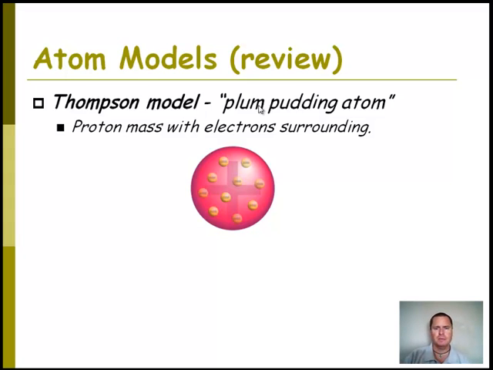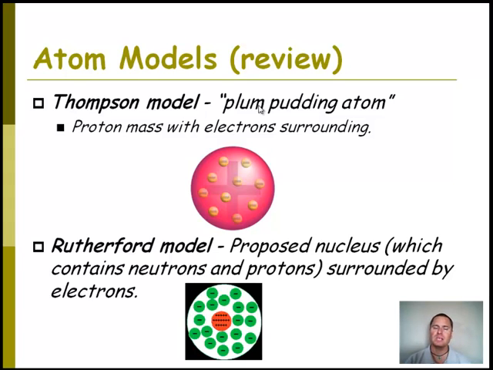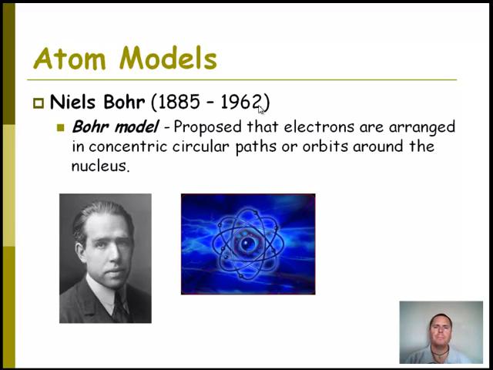The next person to come in was Rutherford, and Rutherford proposed the idea that there was a nucleus which contained the protons and neutrons, and then the electrons were surrounding that nucleus. They were on the outside of it, so they were more separate rather than mixed together like Thomson. And then the person who almost got it right was Bohr. Remember, Bohr proposed that electrons were arranged in these concentric paths, or orbits, around the nucleus. And this is really close to being correct.